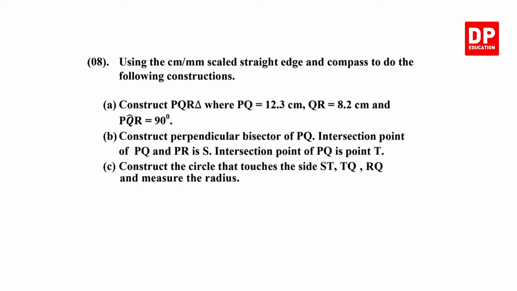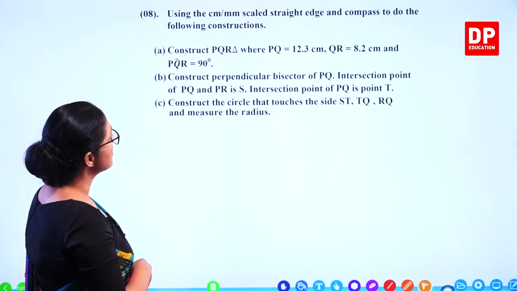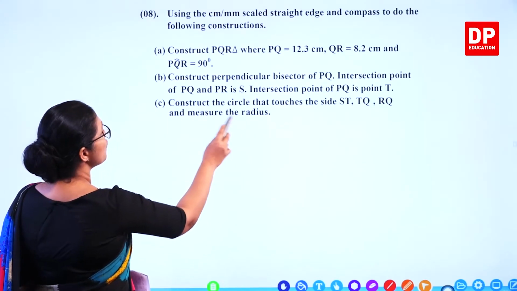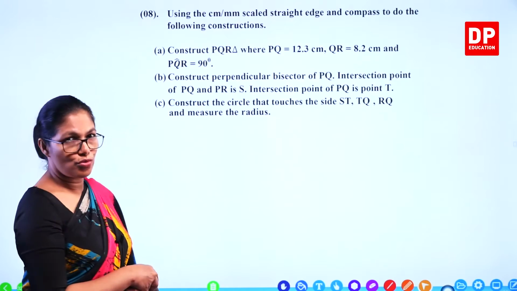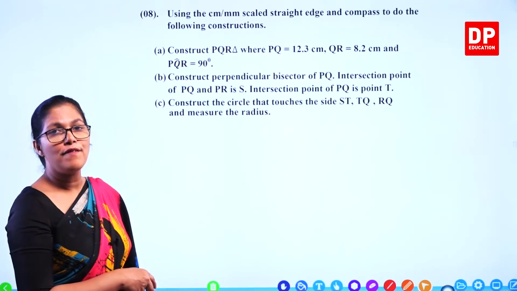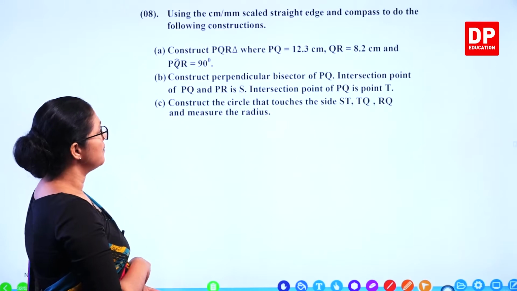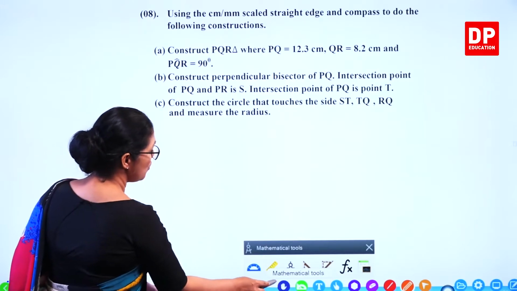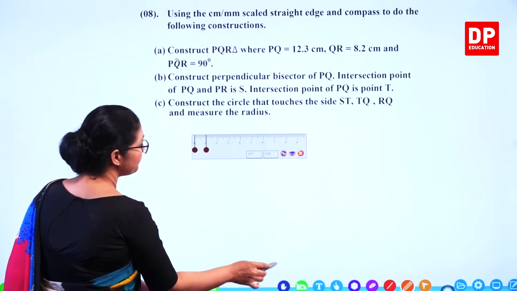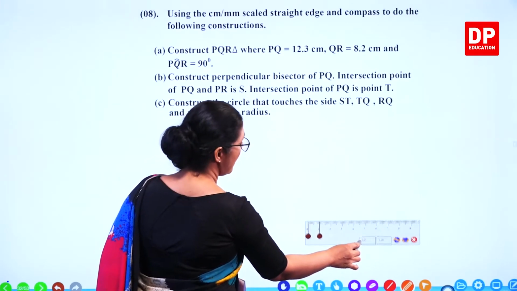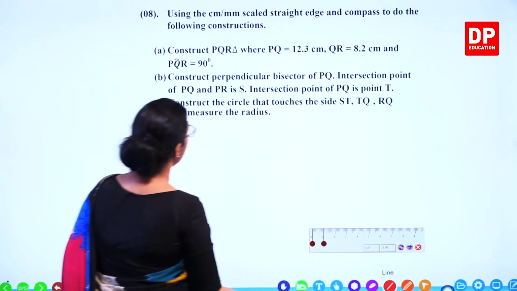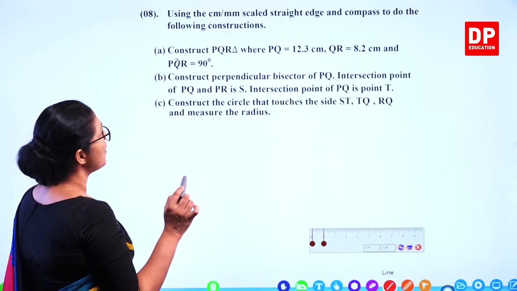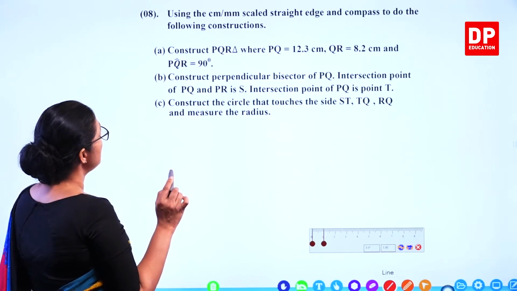Question number 8 is about constructions. So you have to construct and answer the following. So you have to measure the radius. So let's do the construction only with the compass and the ruler. So first you have to take the ruler and you have to draw the line. So this is a triangle you have to construct. PQR triangle. PQ is 12.3, QR is 8.2 and the Q angle is 90 degrees.